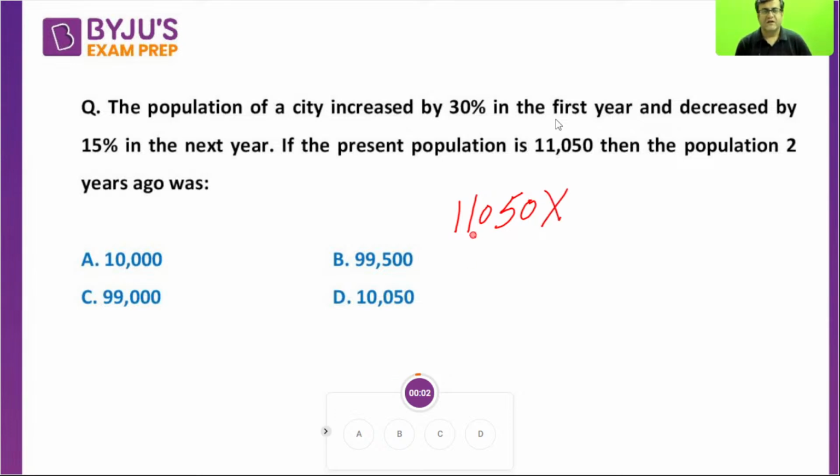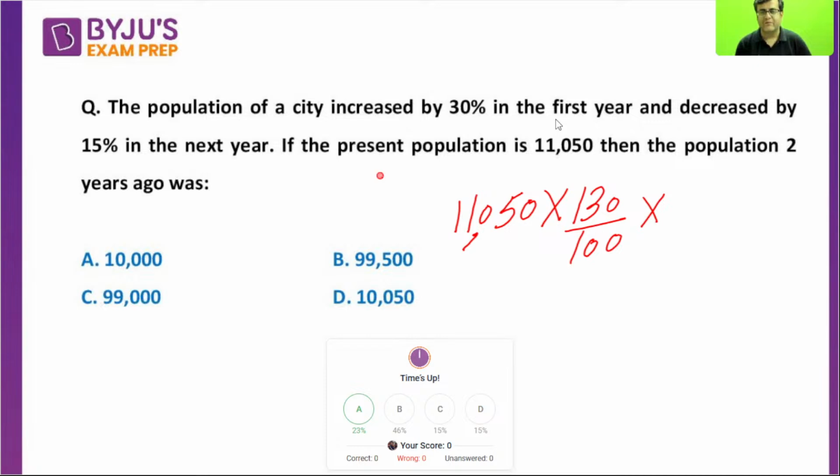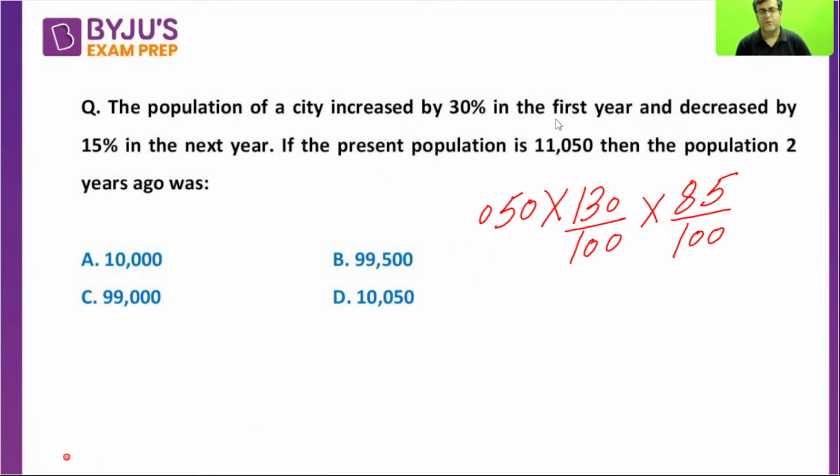If population is 11,050, increase by 30% means it will become 130%. Decrease by 15% means it will become 85%. 11,050 is the total population. 30% increase means population becomes 130%. 15% decrease means population becomes 85%. I told you the value itself is 100%. 30% increase means 130% it will become. 15% decrease means value becomes 85%.